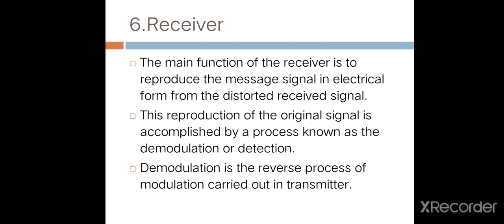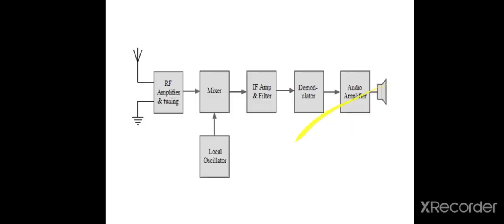Then the receiver. The main function of the receiver is to reproduce the message signal in electrical form from the distorted received signal. This reproduction of the original signal is accomplished by a process known as demodulation or detection. Demodulation is the reverse process of modulation carried out in the transmitter. This is the block diagram of the receiver.